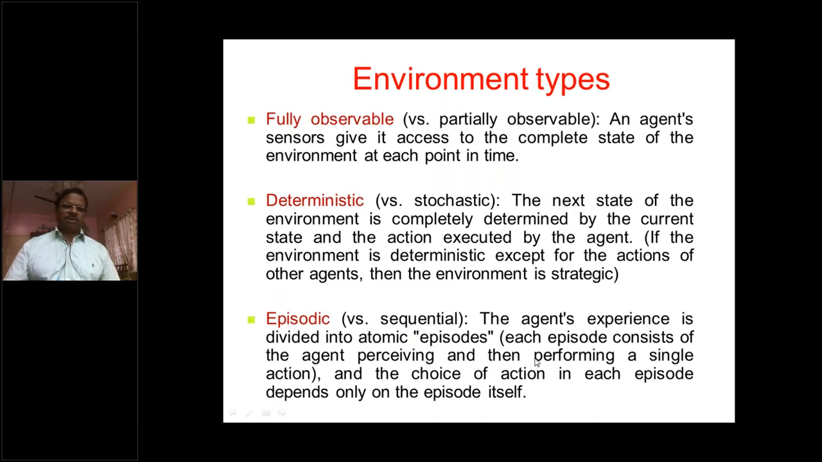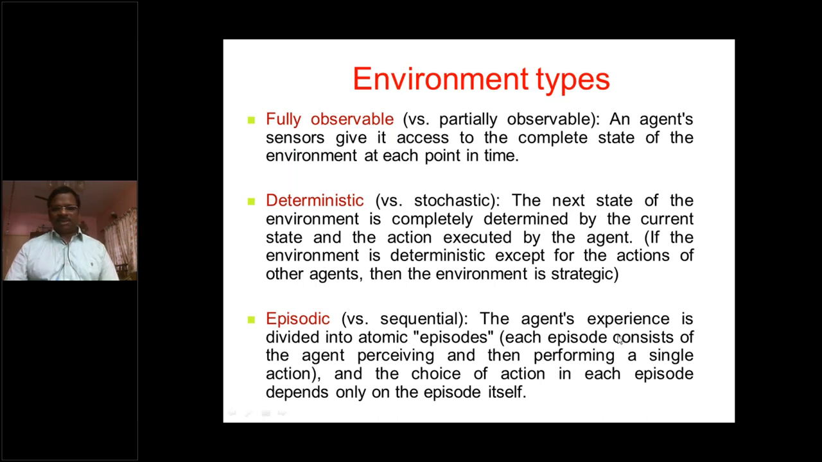What are the environment types available? Fully observable, deterministic, episodic. Fully observable and partially observable are available. If an agent's sensors give it access to the complete state of the environment at each point in time, it is fully observable. What is deterministic and stochastic? The next state of the environment is completely determined by the current state and the action carried out. These things are deterministic, exactly.